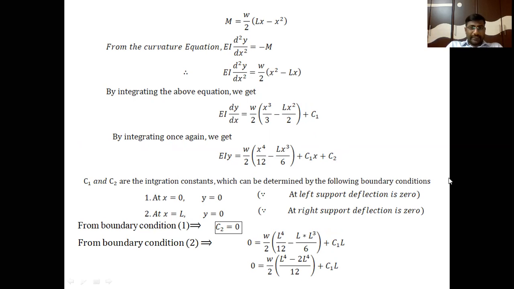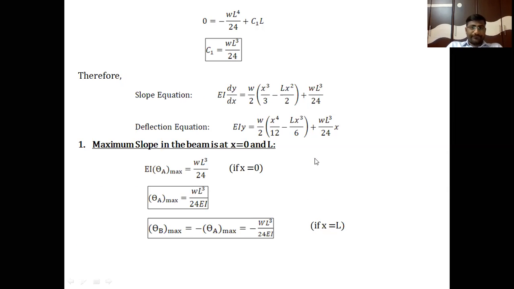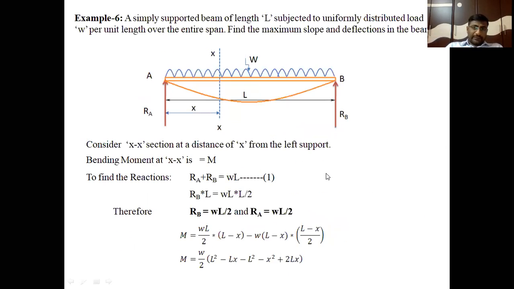So we can write it as WL cube by 24x. C2 value is 0. So these are the final slope and deflection equations. These equations can be used for the beam to find the slope and deflection at every point of the beam. Okay. So what is the problem in that?